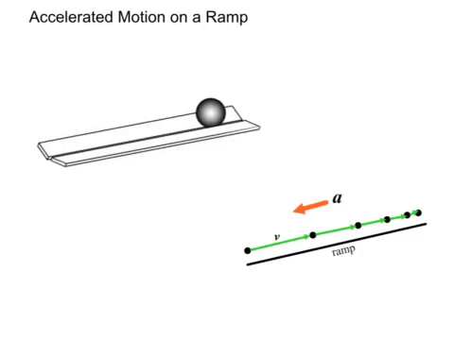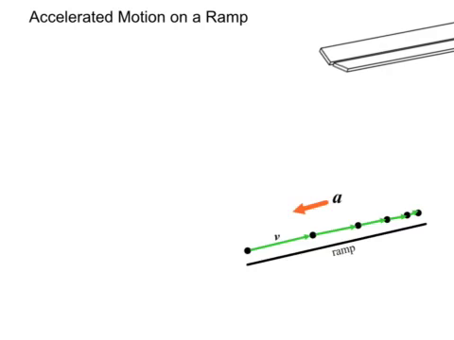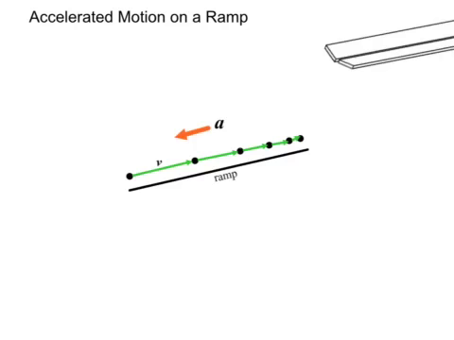So now we want to look at accelerated motion on a ramp. When an object such as this ball rolls down a ramp, clearly its acceleration points down that ramp, right? So it's going to start up here, it's going to gain speed as it rolls down the ramp. It's going to be going faster there. It's accelerating down the ramp. But let's look at a condition where the object is rolling up the ramp.